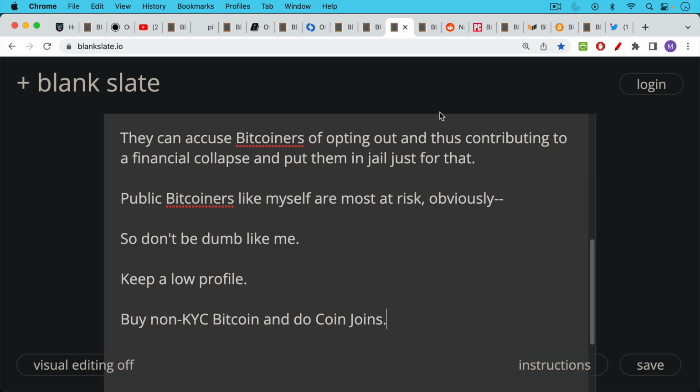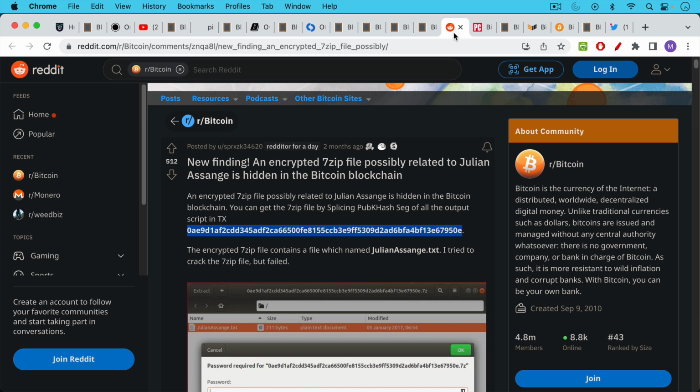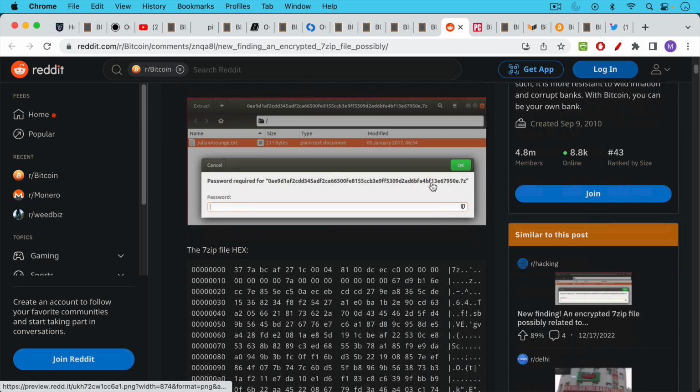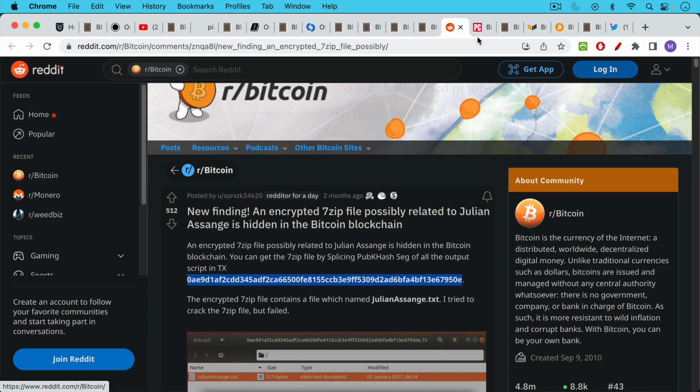Another comment I've been seeing in the last couple days, people saying, now I'm scared to run a full node because there might be bad stuff stored on the blockchain like CSAM. Well, there's already been lots of bad or illegal stuff there, and it's been there for years. We can see here the recent news from a couple months ago that it looks like there is an encrypted 7-zip file possibly related to Julian Assange that's been buried and hidden in the Bitcoin blockchain. This will allow you to figure out how to access it. You might even be able to figure out how to open it up and see what's inside of it.